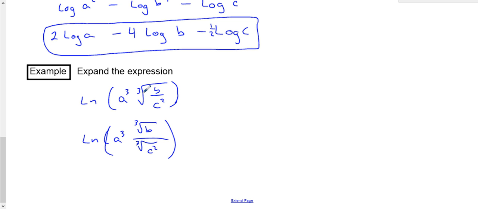Or I could have written this as a parenthesis to the 1/3, like this, natural log of a to the third times b over c squared to the 1/3. I could split this up into two expressions, move that exponent out front, but I think this gets a little bit more confusing. So I'm not going to show you that way.